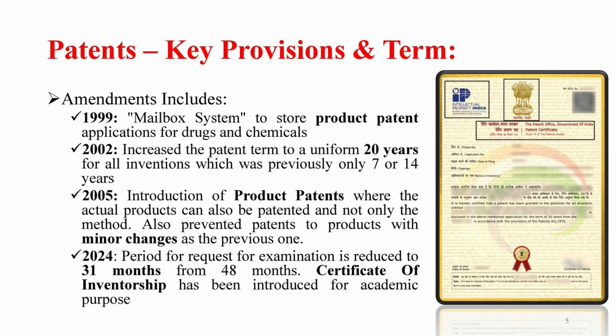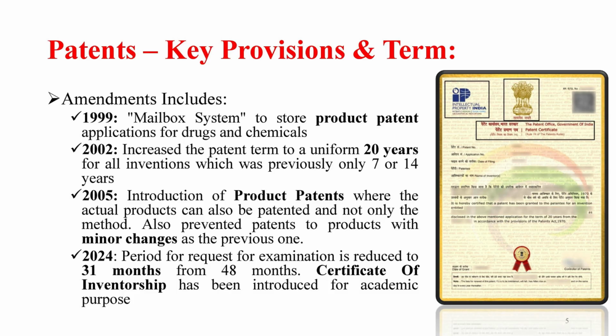Building on that idea, let's discuss patents, key provisions, and term. Let's look at the amendments. 1999, mailbox system to store product patent applications for drugs and chemicals. 2002 increased the patent term to a uniform 20 years for all inventions, which was previously only 7 or 14 years. 2005, introduction of product patents, where the actual products can also be patented and not only the method. Also, prevented patents to products with minor changes as the previous one.